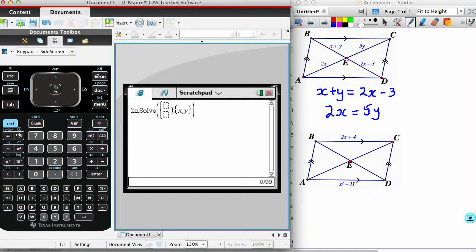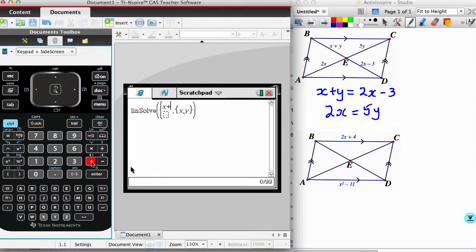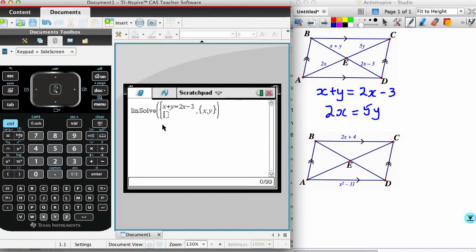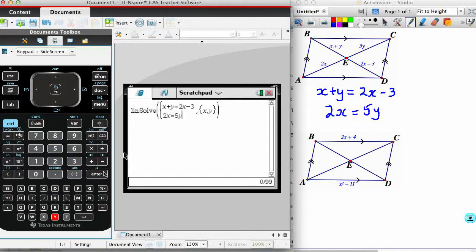What I need to do now is type in my two equations. So using the grid buttons at the bottom, which are programmed as variables, I'm going to type in x plus y is equal to 2x minus 3. That's my first equation. The second equation, 2x is equal to 5y. Hit enter, and here we have our solutions, and our solutions are x equal to 5 and y equal to 2.